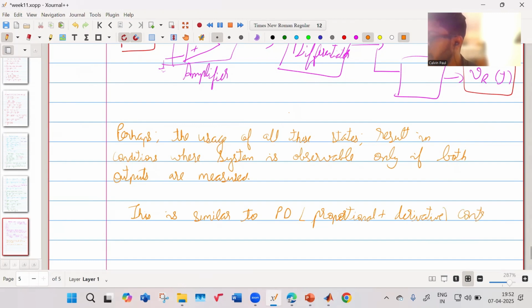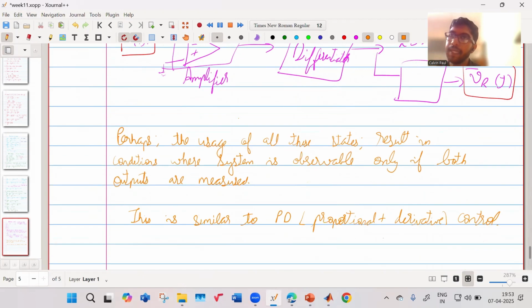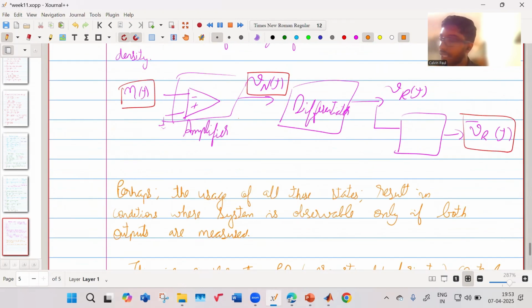Like a proportional plus derivative control can be seen over here. Because this is proportional to my meter of t, perhaps I have a reference and we are subtracting that, although those parts are not shown. So we have a proportional term and we have a derivative term. And we have a practical differentiator which has a time constant.